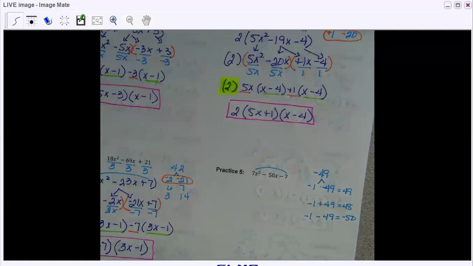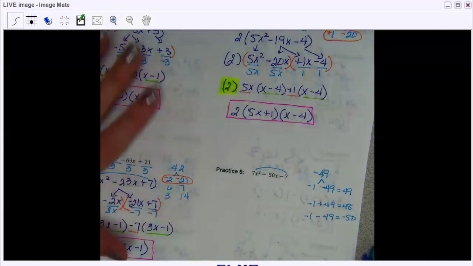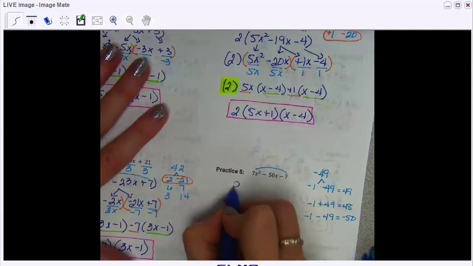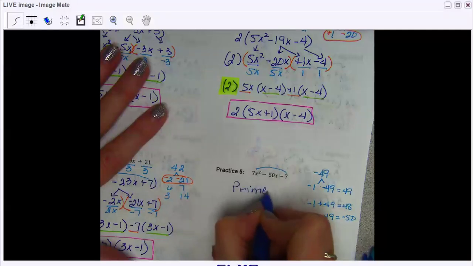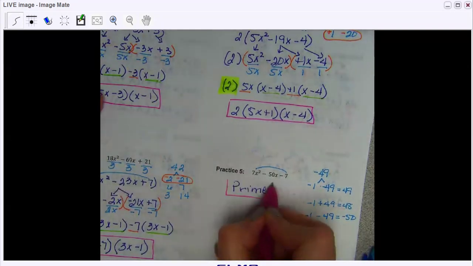So what do you guys think? It's prime. You cannot factor this. This is not factorable. This is as far as it would go. So we would call this prime. Good. All right, let's go to page 3.